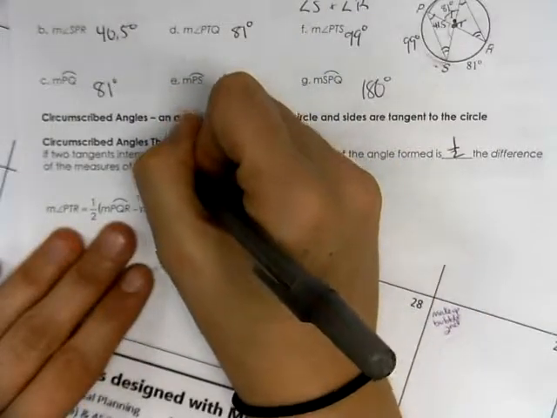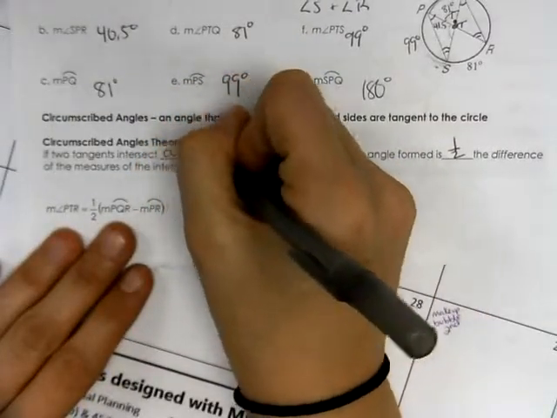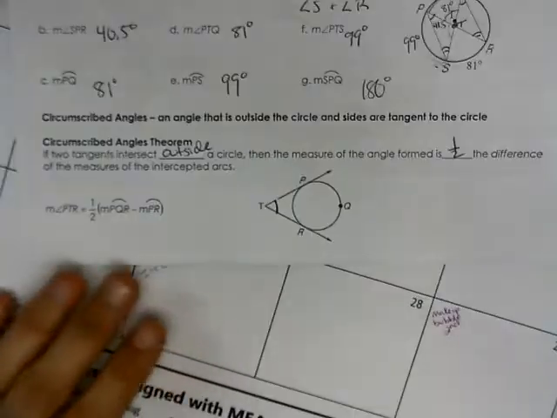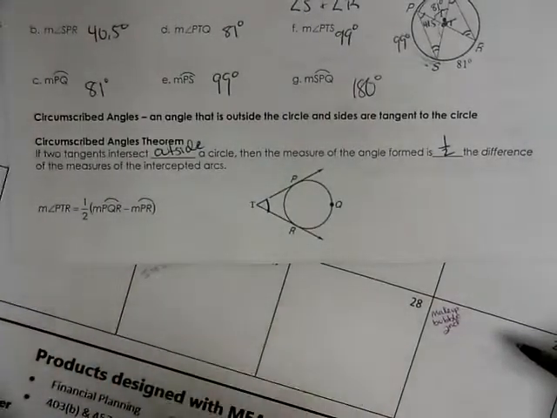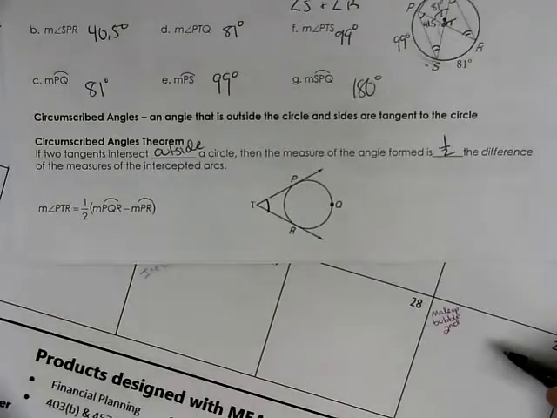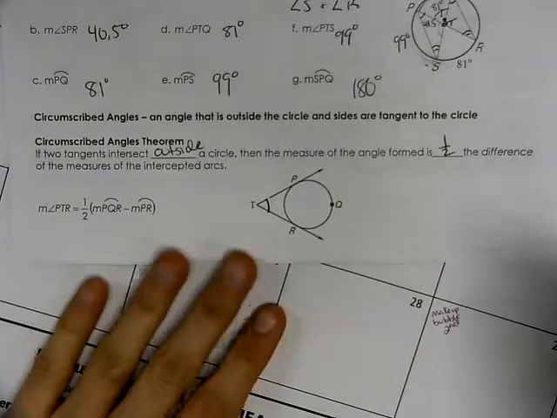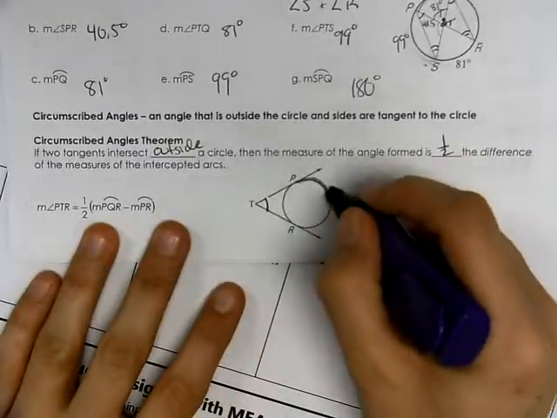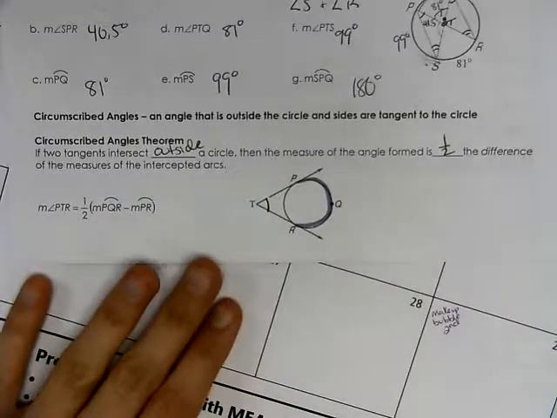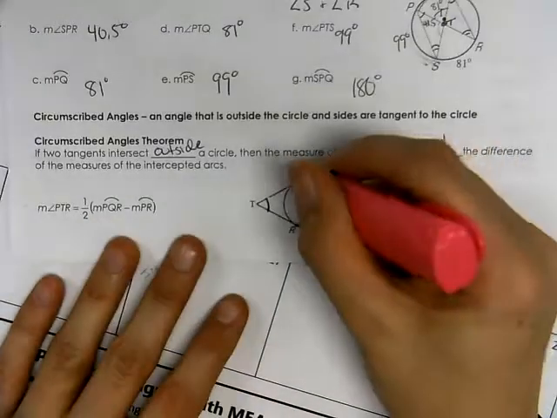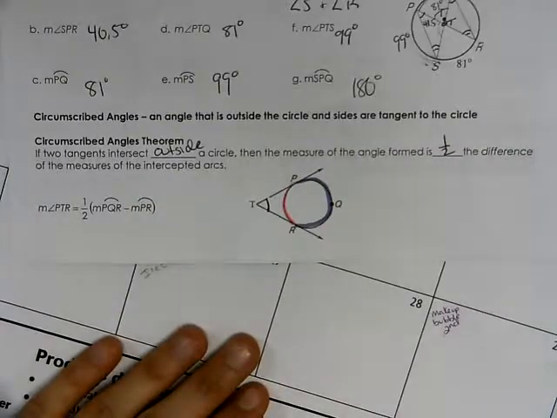If two tangents intersect outside a circle, then the measure of the angle formed is half the difference of the intercepted arcs. So it's half of PQR minus PR.